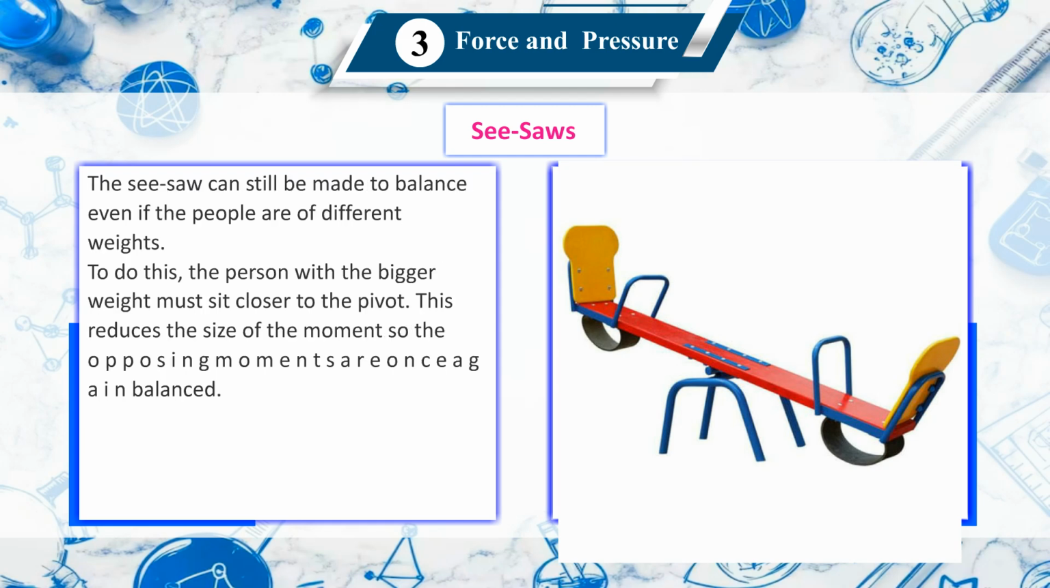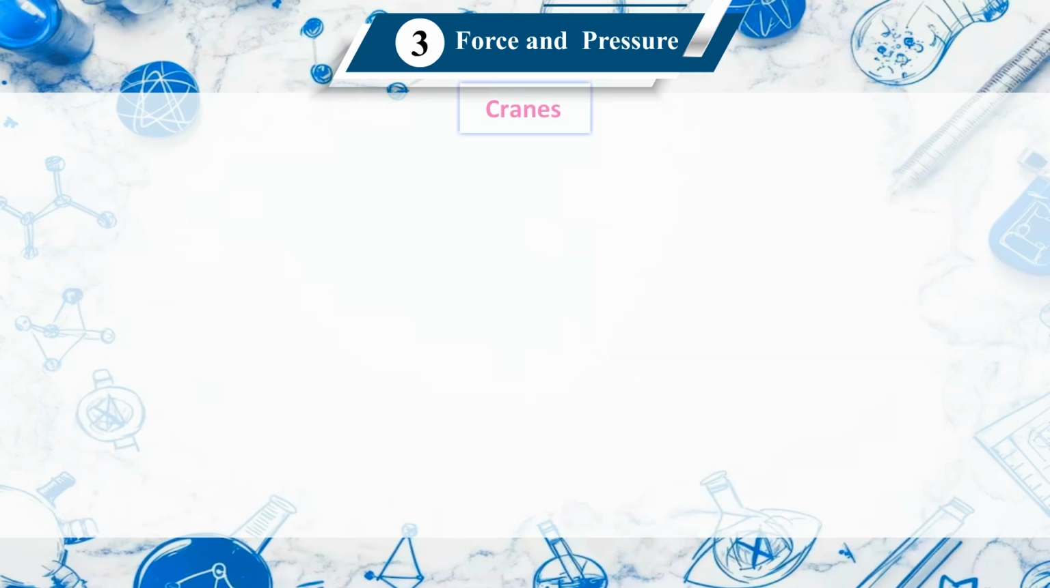The seesaw can still be made to balance even if the people are of different weights. To do this, the person with the bigger weight must sit closer to the pivot. This reduces the size of the moment, so the opposing moments are once again balanced.